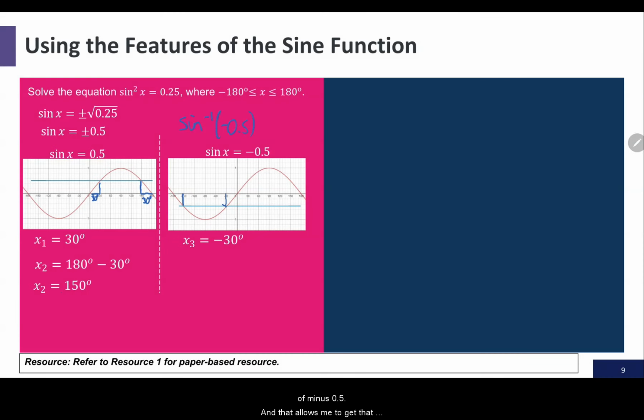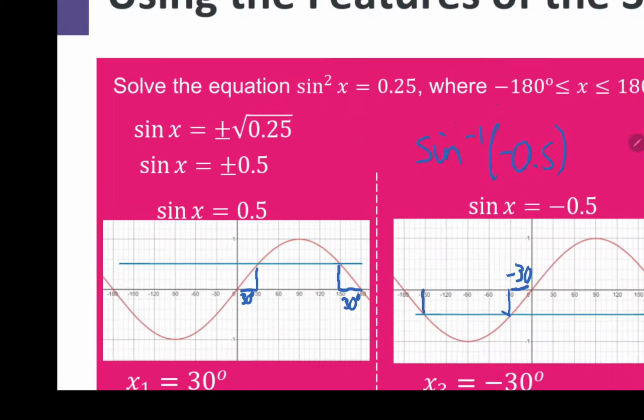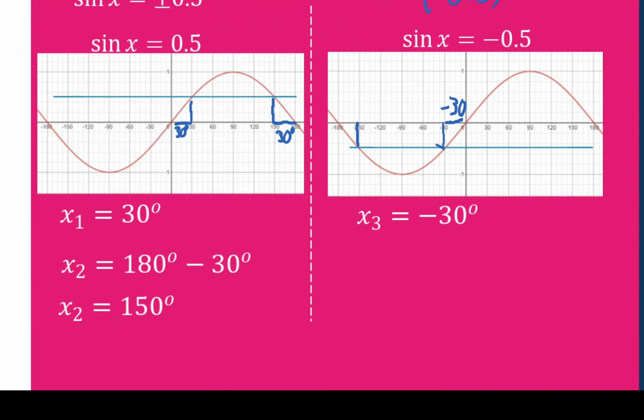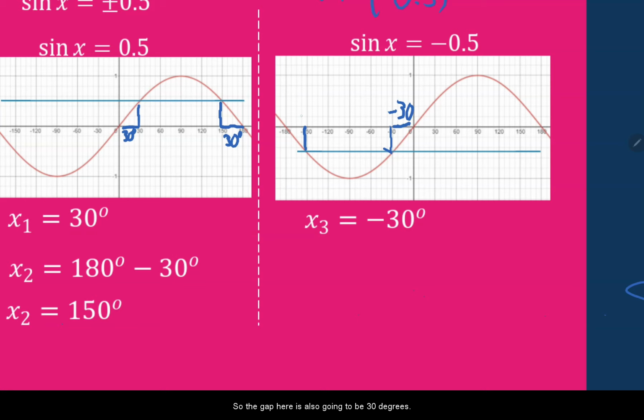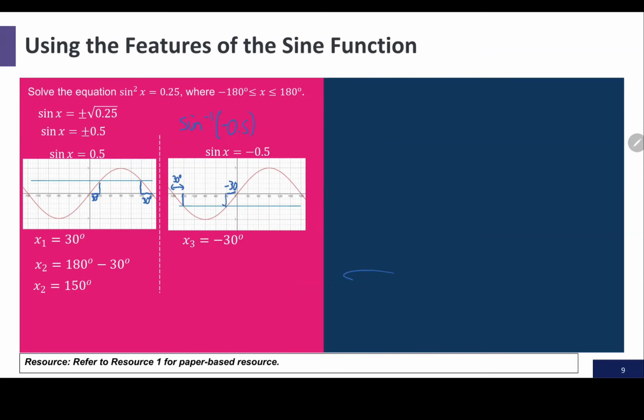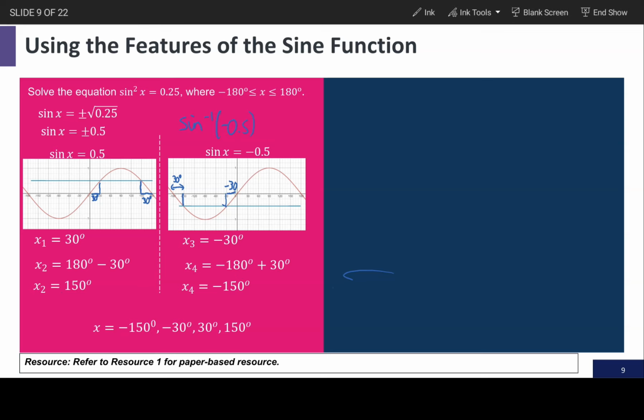of minus 0.5, and that allows me to get that minus 30 there. So we know that the gap here is minus 30. Or 30. So the gap here is also going to be 30 degrees. So minus 180 plus 30 is minus 150 degrees. So writing those four solutions out in order, I get x is minus 150 degrees, minus 30, 30, and 150.